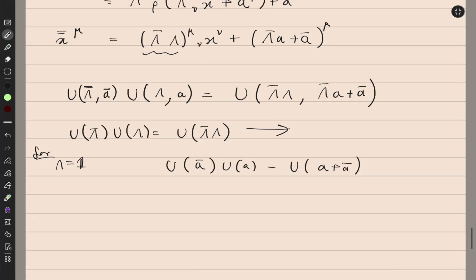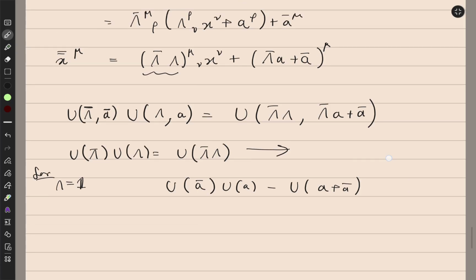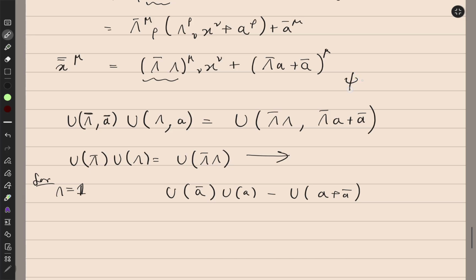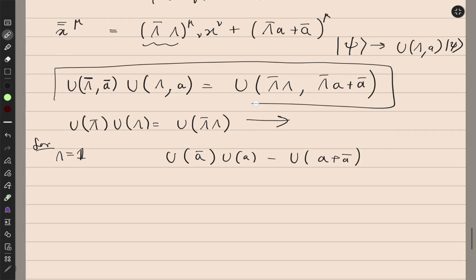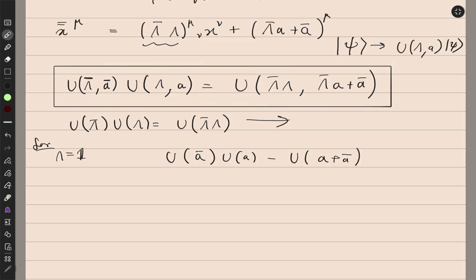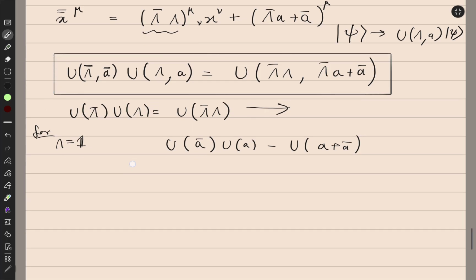And by the way, any vector in the Hilbert space psi transforms as u lambda a acting on psi. This is just the basic premise, basic definition. Okay. And furthermore, from this property itself, we can also see what the structure of the inverse is.